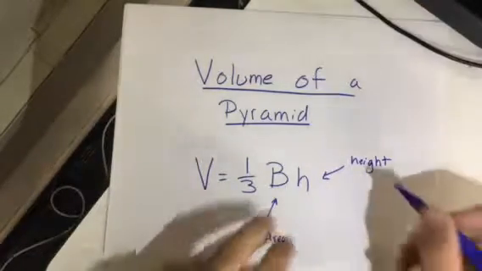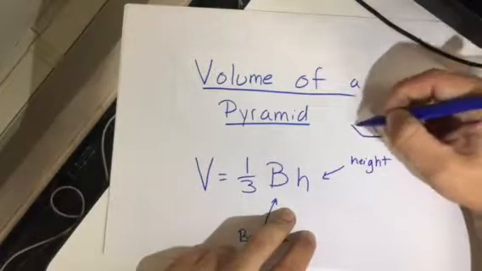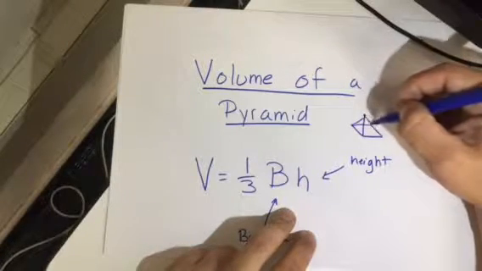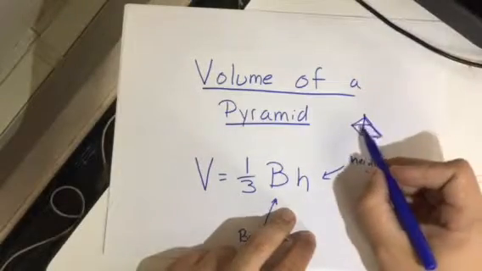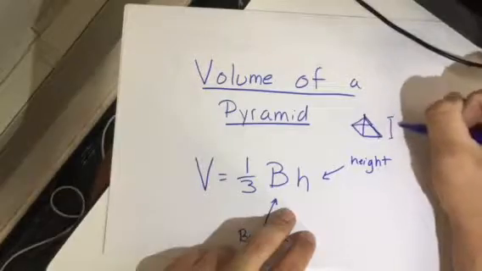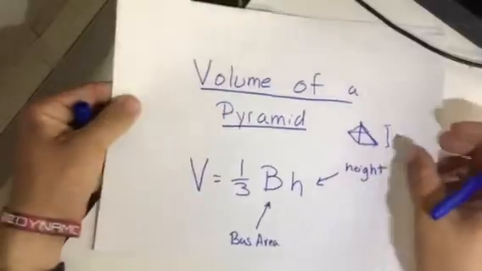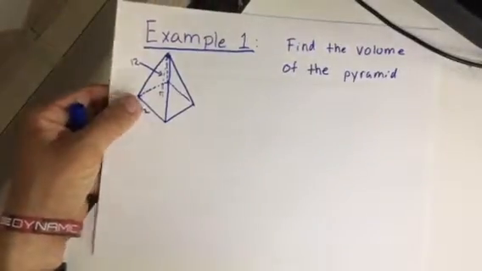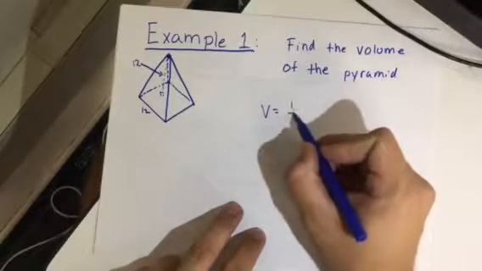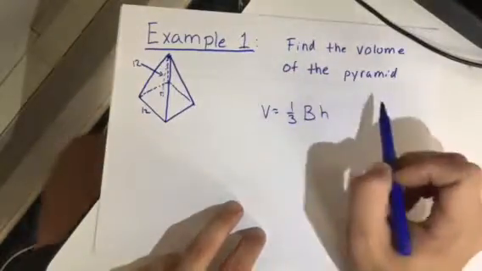So if we're to draw a quick pyramid right here, draw a pyramid. So we take the base area, this area right here, times our height, times 1/3 will give us the volume of this pyramid. So let's give this a shot. Remember, our equation is 1/3 base times our height. So we're going to find the volume of the pyramid.